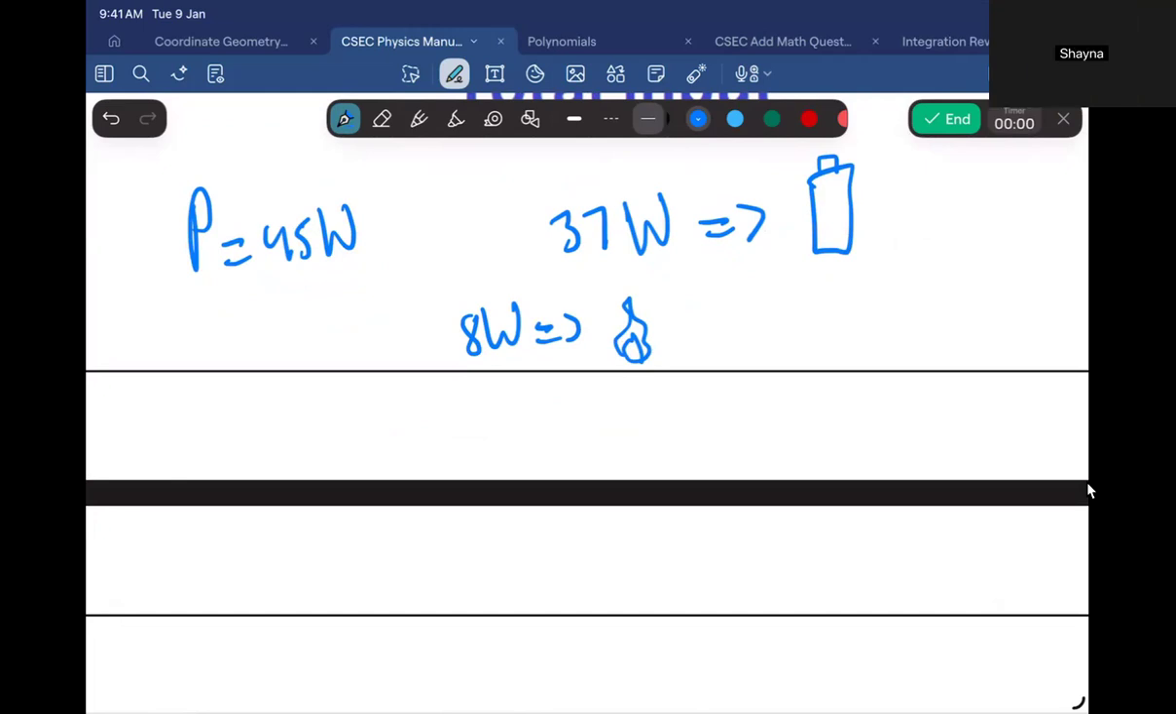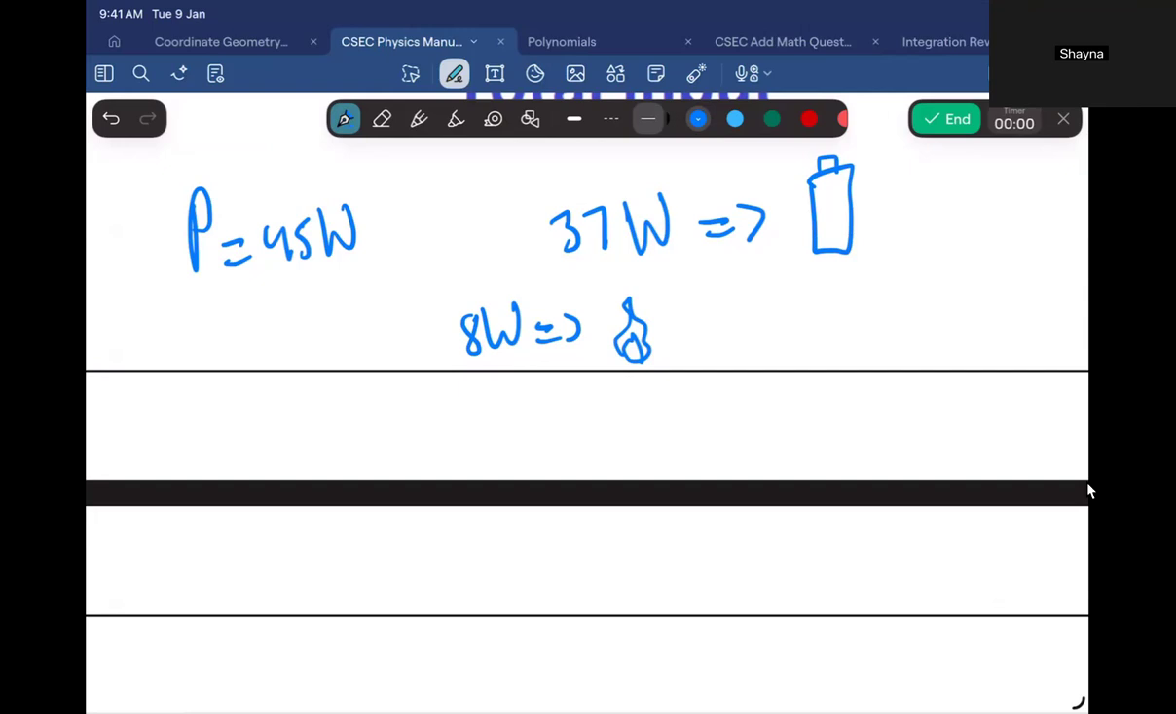Sorry, repeat. So 45 is what? The charger says that that's the power it uses from the outlet. So when you plug it into the outlet, it takes up 45 watts of power. Okay. And 37, it's charging, and it's only using 37, and the rest is heat energy being wasted. Yes, precisely.